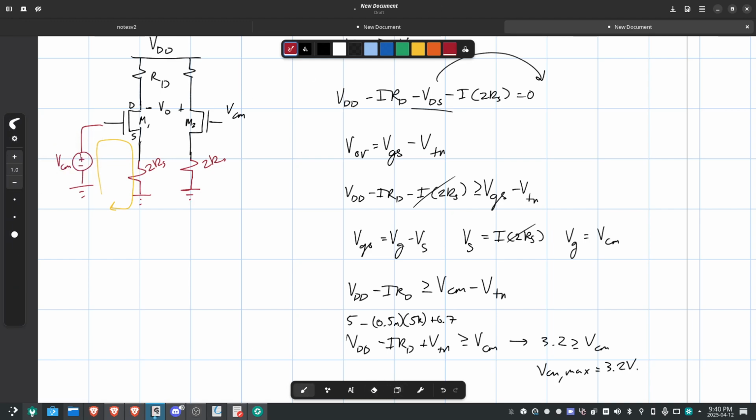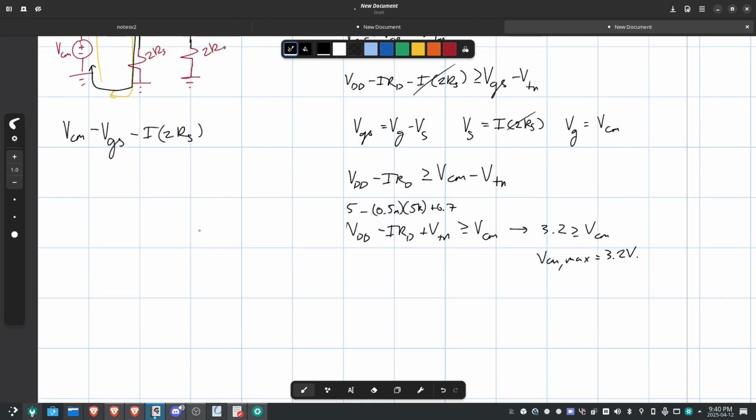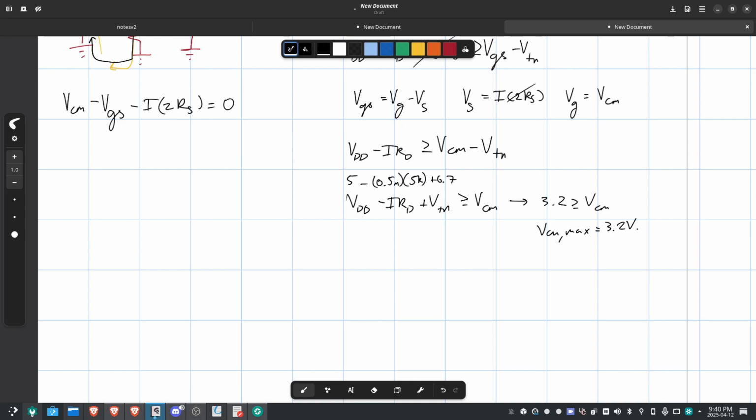And now we can do Kirchhoff's voltage law on this, right? So what's Kirchhoff's voltage law here? We have VCM. It goes through VCM, and now it comes across here, minus VGS. And it goes down minus I to RS. And it comes back around. That's it, right? It equals 0.